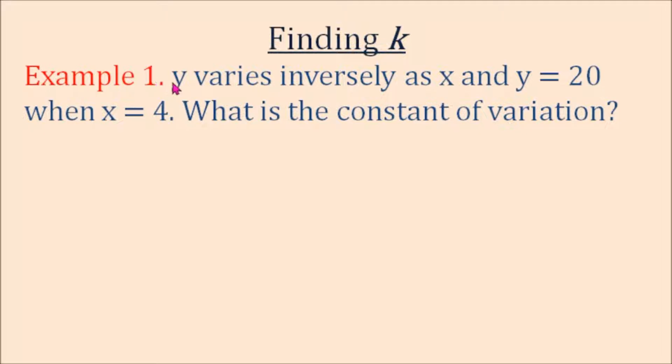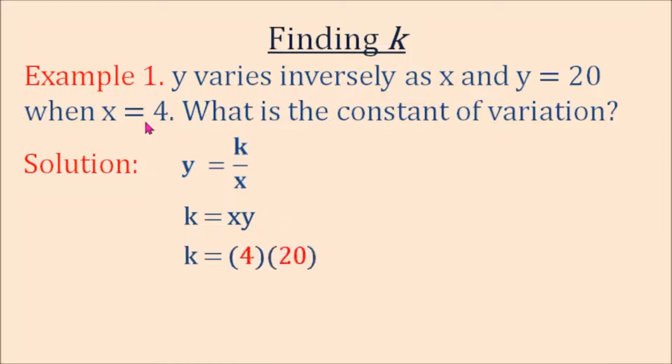Example number 1. Y varies inversely as x and y equals 20 when x equals 4. What is the constant of variation? So this is our equation, y equals k over x. And to find k, we will just multiply x and y. So our x here is 4 and our y is 20. That means 4 times 20. And 4 times 20 is 80. So this is our answer. K equals 80.